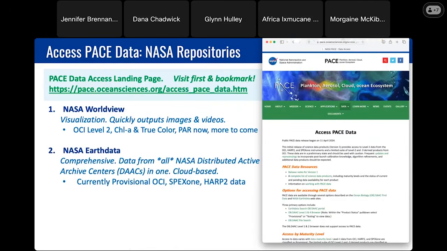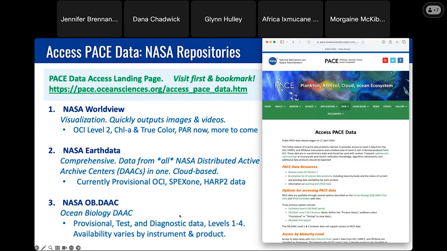But you can look at it to see what coverage looks like and look over time, make images and videos pretty easily. NASA Earthdata is, of course, your go-to for downloading our data. That's served on the Amazon cloud. There we have provisional data from all of our instruments, OCI, as well as the 2 polarimeters. We have a whole host of data available.